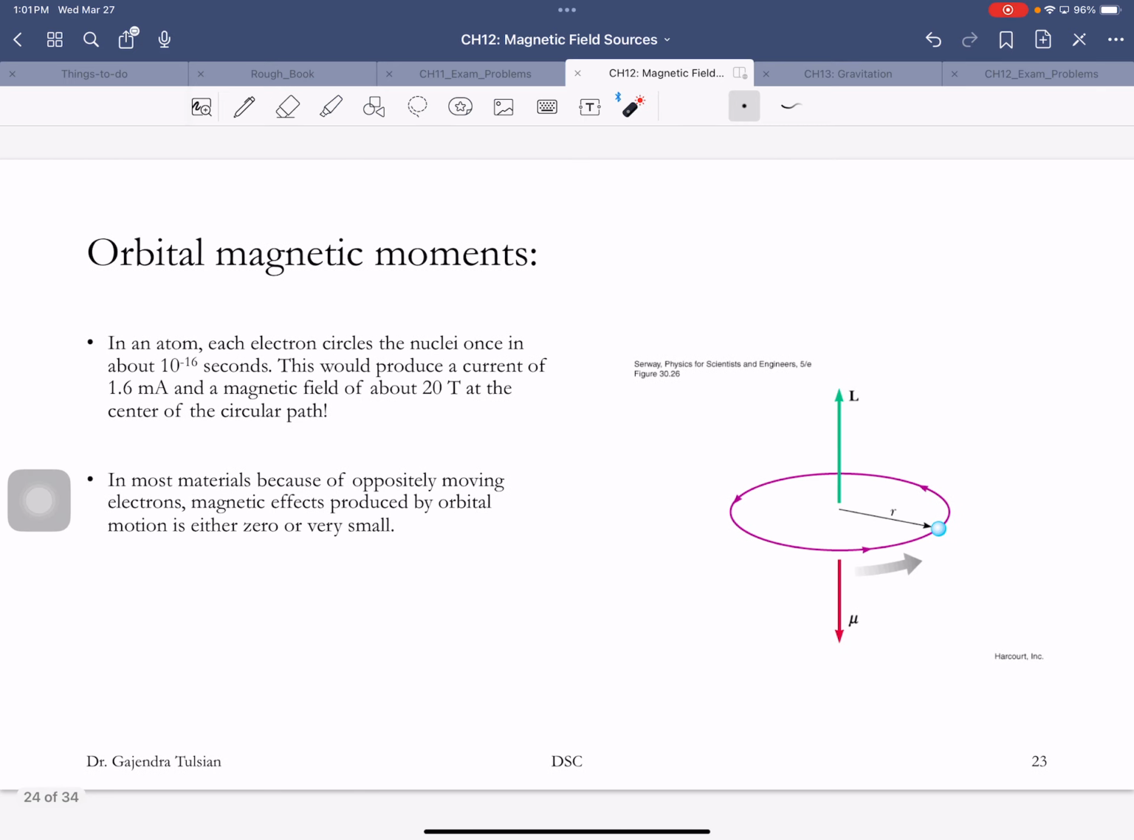Now here's the amazing fact. In an atom, each electron circles the nucleus once in about 10 to the minus 16 seconds. This corresponds to a current of 1.6 milliamps. And this should produce a field of 20 Tesla at the center of the atom. 20 Tesla is a very strong magnetic field. It's 10 times stronger than the MRI magnetic field. So why aren't all atoms very strong magnets?